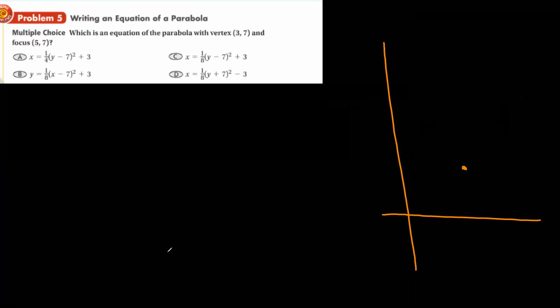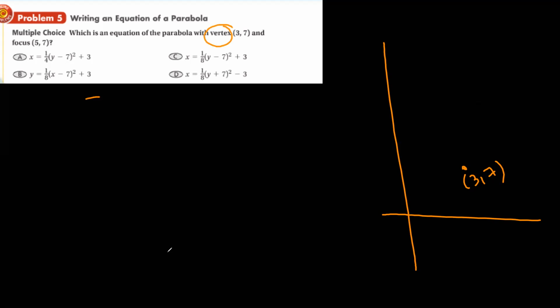You have a vertex 3, 7 and focus 5, 7. Now, from here, I want to guess, is it horizontal or vertical? What you have to do without graphing, look at the vertex here. It is 3, 7. And the focus, it is 5, 7.